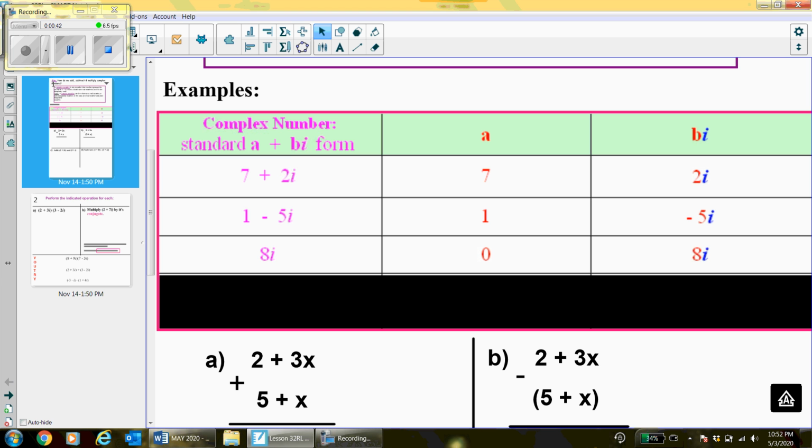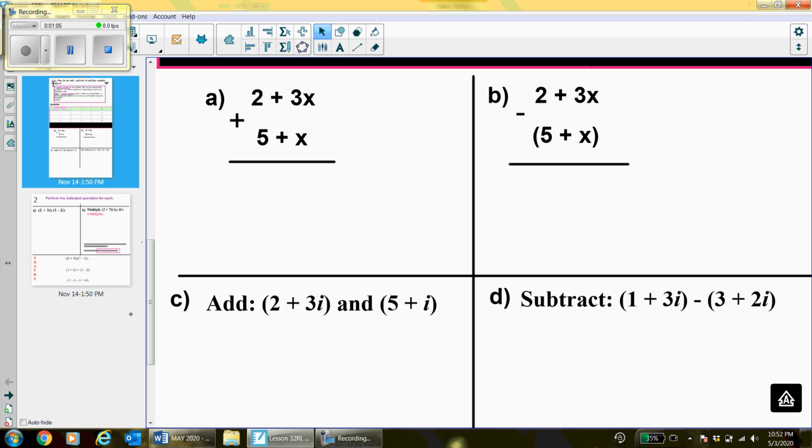Complex numbers in standard a plus bi form. The 7, the number that's by itself, comes first. The operation, which is addition, then the real number with the imaginary unit, 2i. Then you have 1 minus 5i, and if it's just 8i by itself, then it's just 8i.